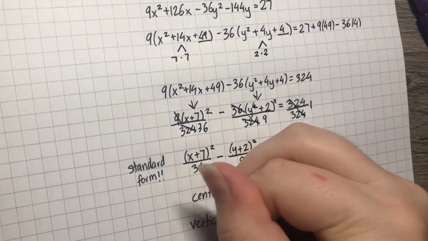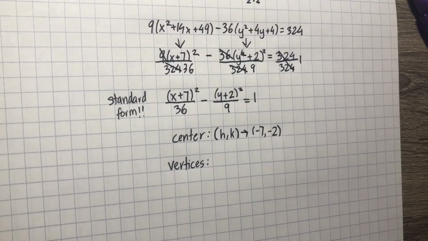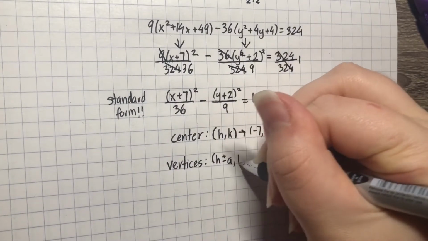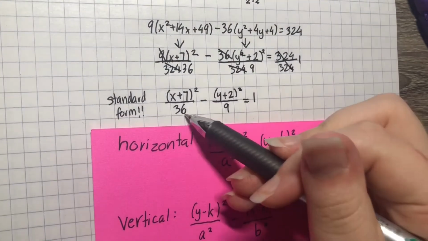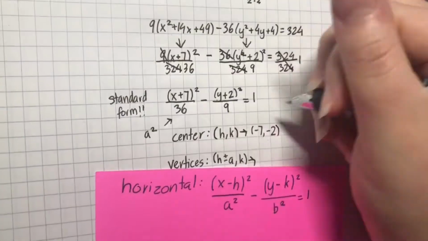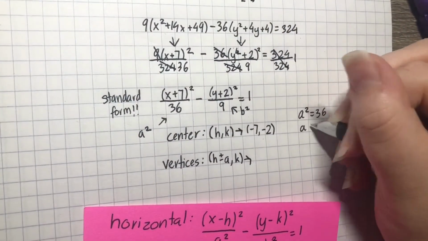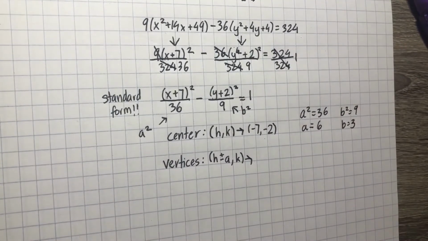Next, we're going to find the vertices, which are h plus or minus a, k. So based on the equation, we actually see that the x value is over a squared. So we're just going to need to square root the 36. And the b value is under the y, and it's also squared. So we're just going to need to square root 9 to find b as well.